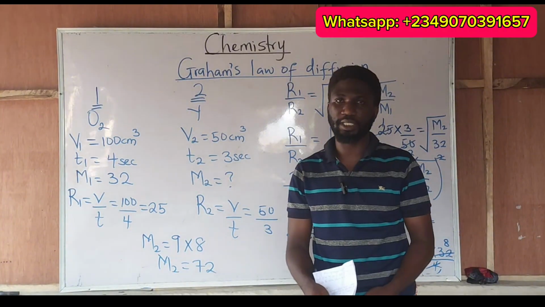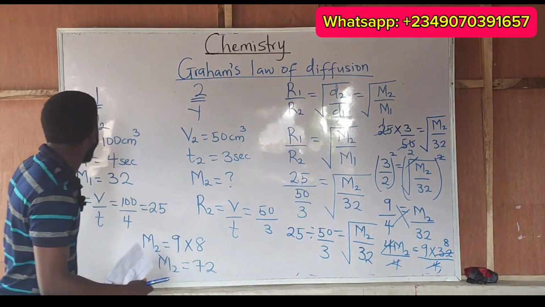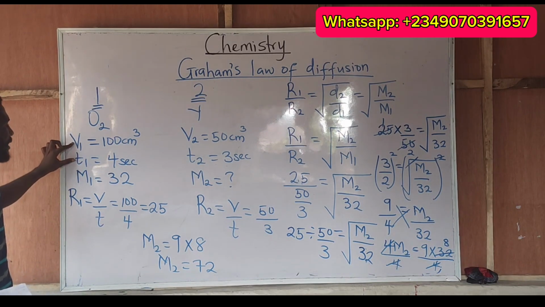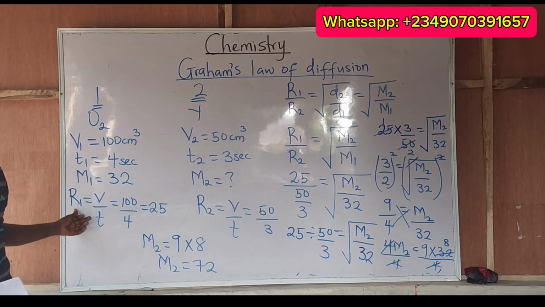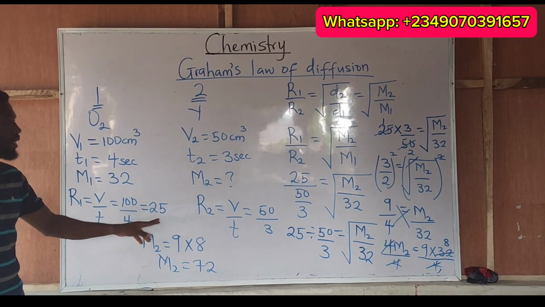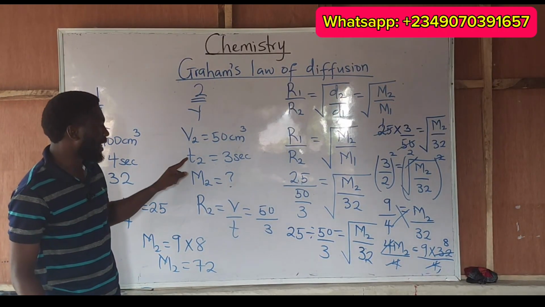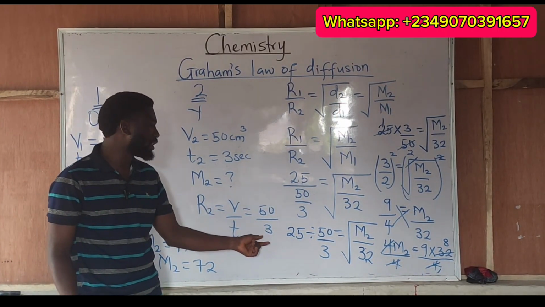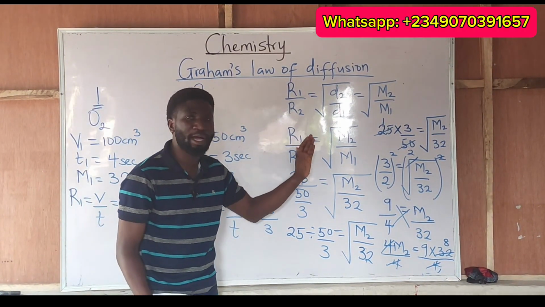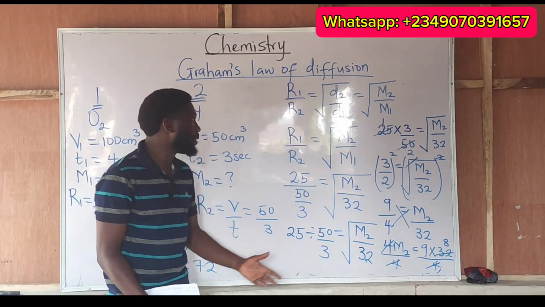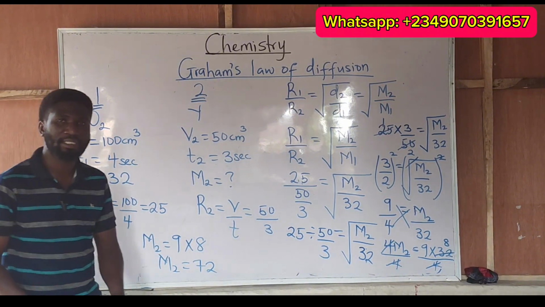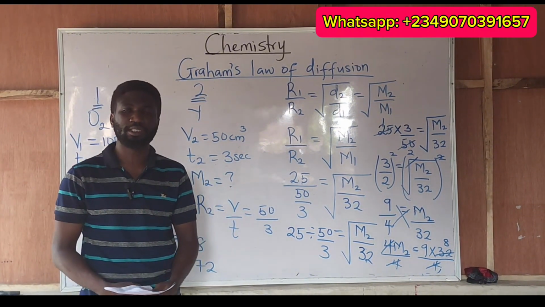Please, I hope we understand. We said from these parameters, we are given volume and time. With volume and time, what we need to get is the rate of diffusion, and this is 25 cm³ per second. And from here, volume and time, we have 50 divided by 3. I decided not to change this to decimal. We are linking rate of diffusion and molecular mass together. Doing this, we get your answer to be 72. When we get to answer the second question, I believe you are going to understand much better.